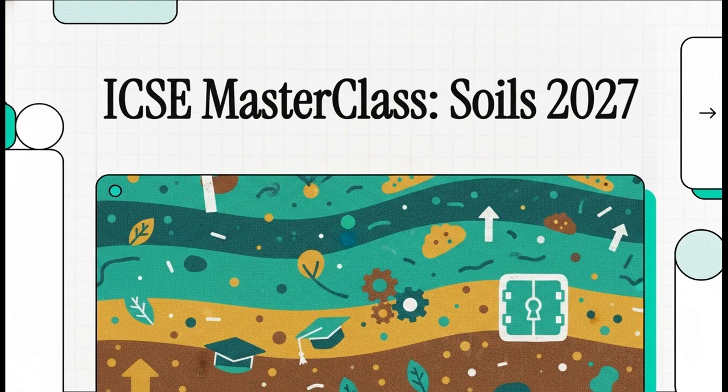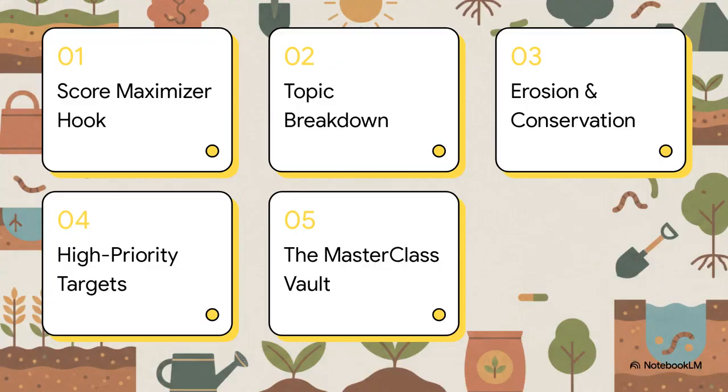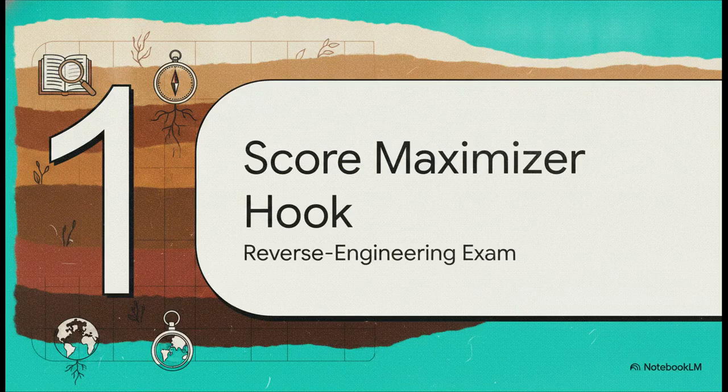Let's get into it. Okay, here's our syllabus roadmap for today. 1. The score maximizer hook. 2. Our exhaustive topic breakdown. 3. Erosion and conservation tactics. 4. High priority targets and PYQs. And finally, number 5, the Masterclass Vault. All right, let's jump straight into Section 1, the score maximizer hook.